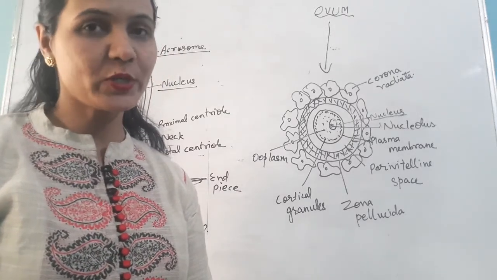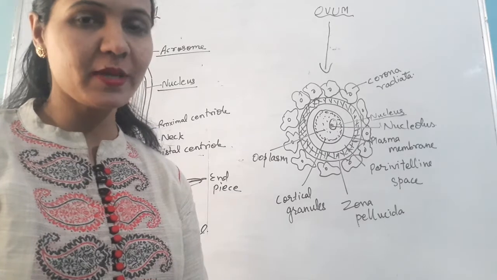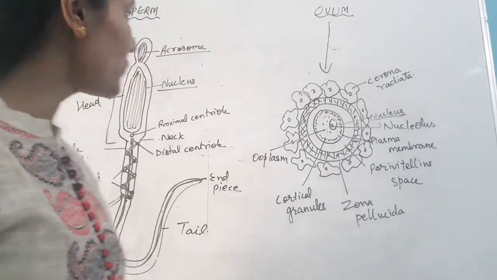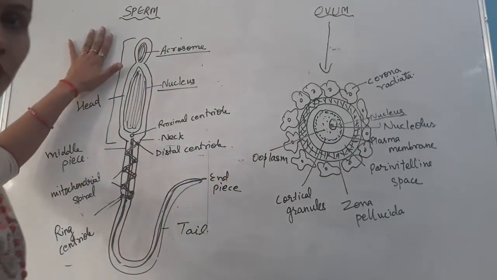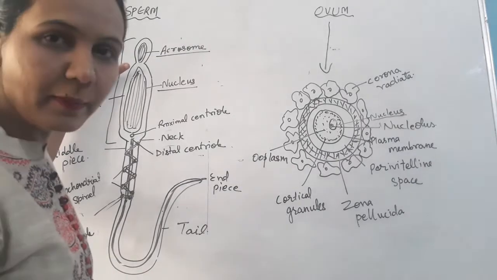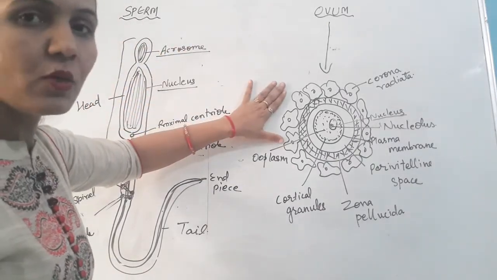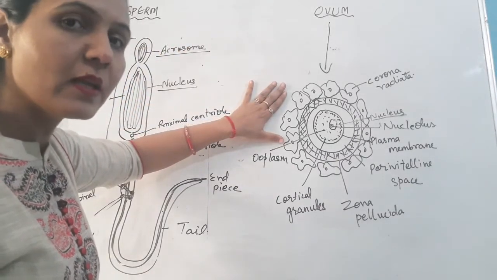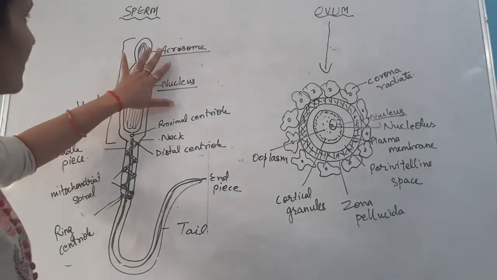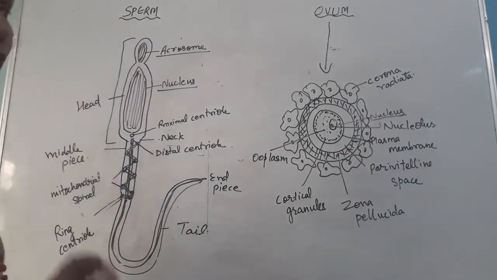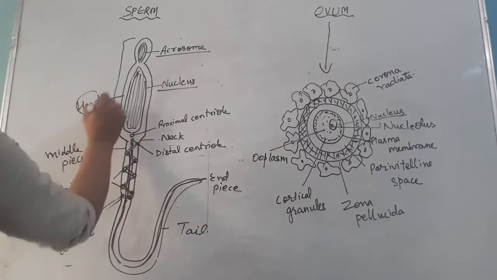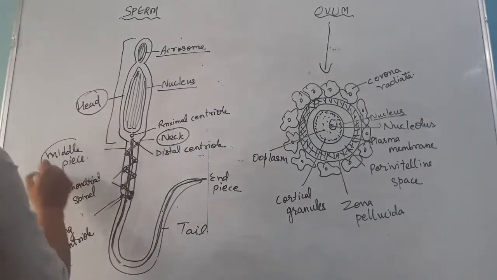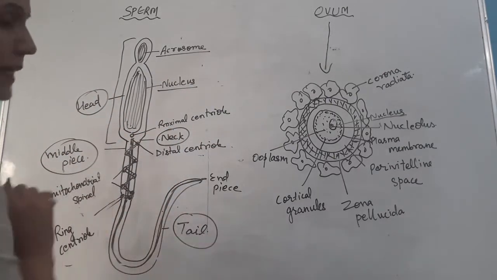Today we're going to discuss the structure of sperm as well as ovum. You can see here, this is the typical structure of the sperm, which is nothing but the male gamete, and this is the structure of the ovum, which is nothing but the female gamete. The male gamete, that is sperm, consists of four main structures: head, neck, middle piece and tail.